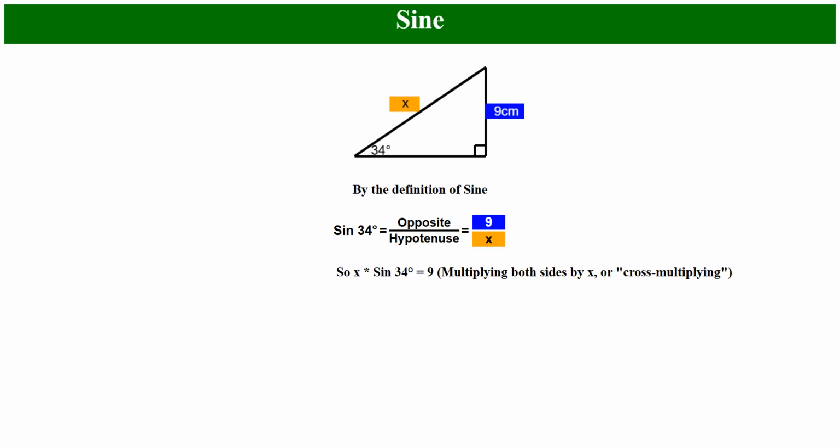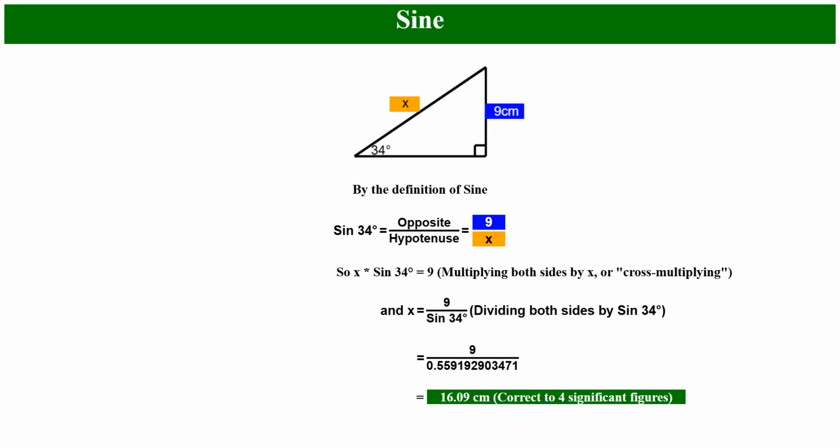Now, to find the value of x, simply divide both sides by sine 34 degrees. So we get this, and looking up sine 34 degrees on a calculator and doing that division on the calculator, we get x is 16.09 centimeters. Again, correct to 4 significant figures.